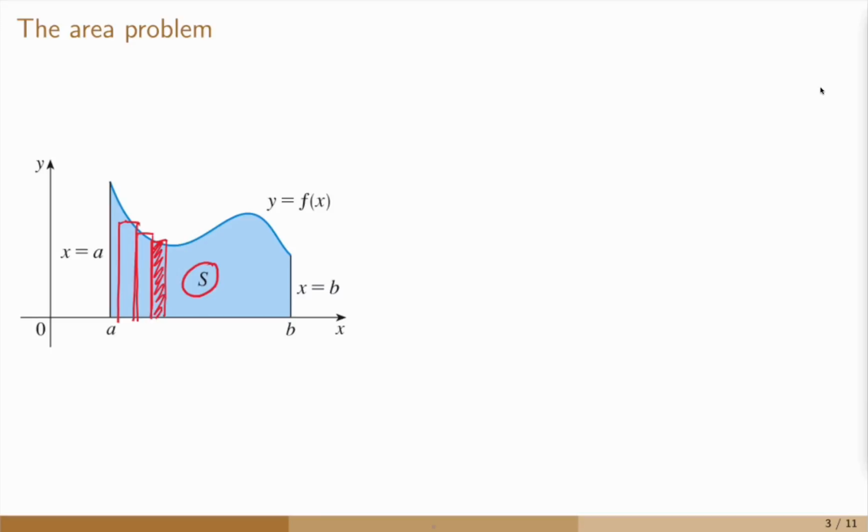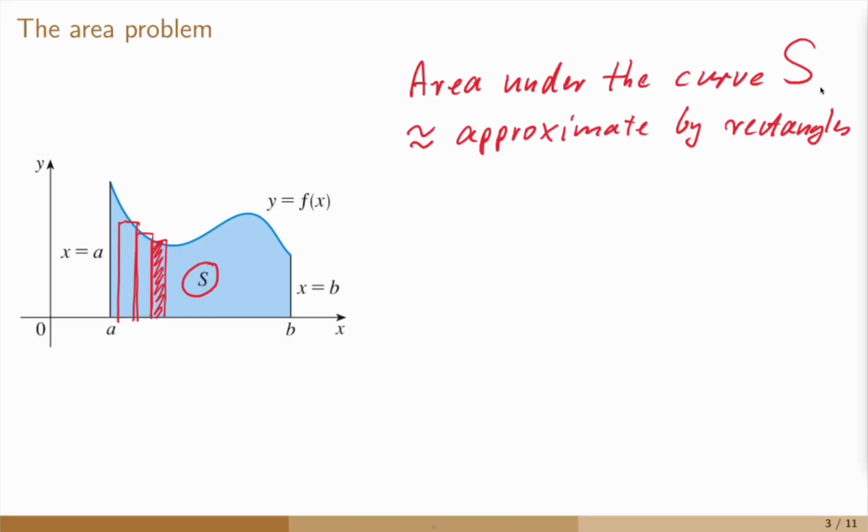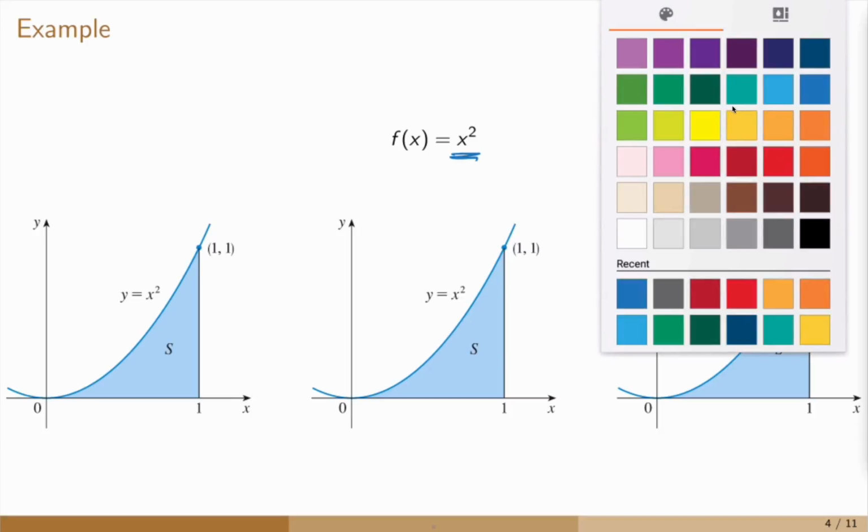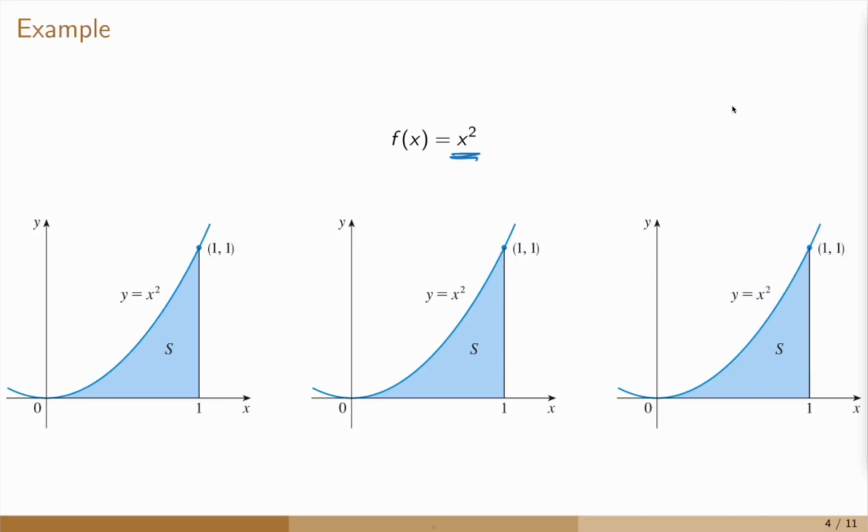So the idea is the following. The area under the curve, which we call S, I would like to approximate. I approximate this by using rectangles. And now let us start with a specific example of f of x is equal to x squared, just the normal parabola. And I would like to do this construction with the rectangles.